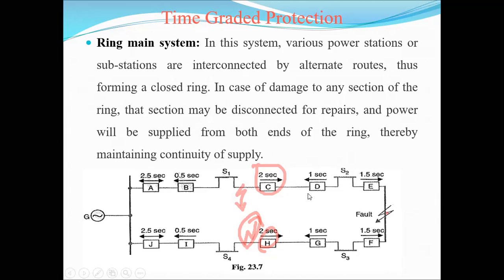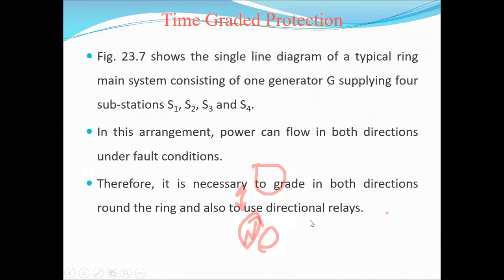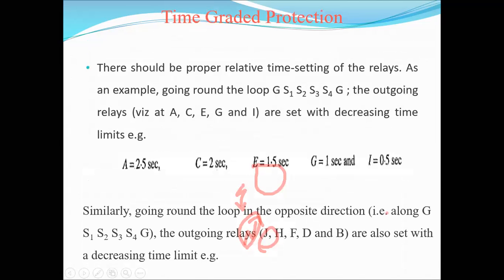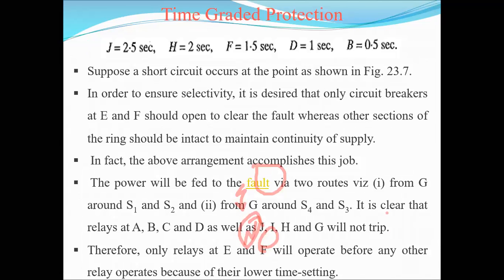Suppose the fault is obtained in between the C and D relay coils, then the C and D relay coils will operate and the other relay coils do not operate. Okay, this is the main advantage of the time gradient.